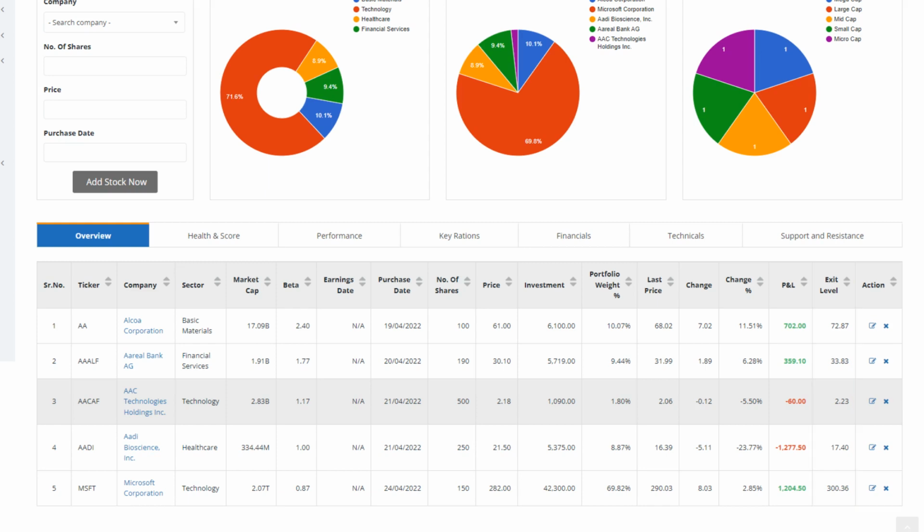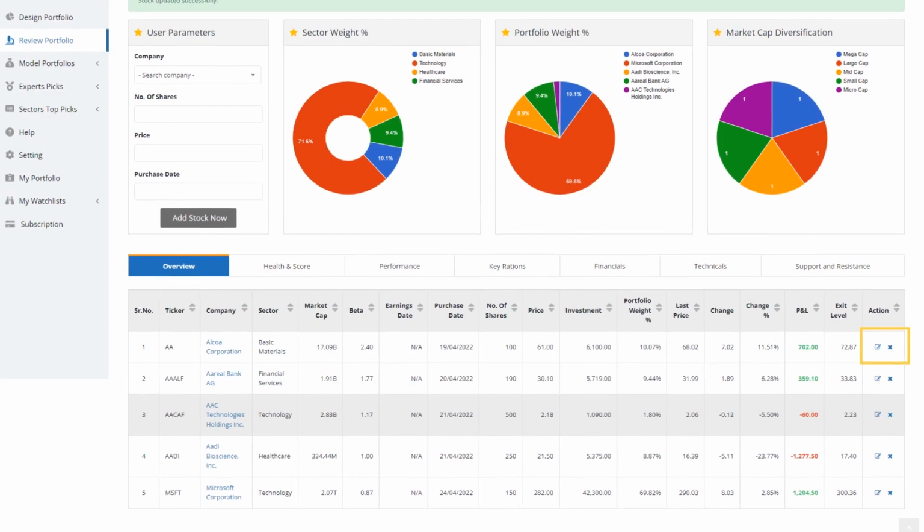However, the platform gives you ample information on your entire stock market portfolio, and you can also review that information to readjust your portfolio. Finally, from these two icons, you can add or remove any stock from the review.